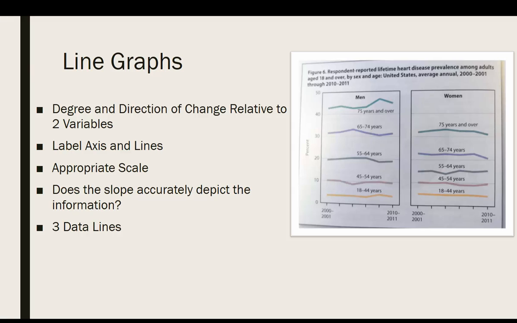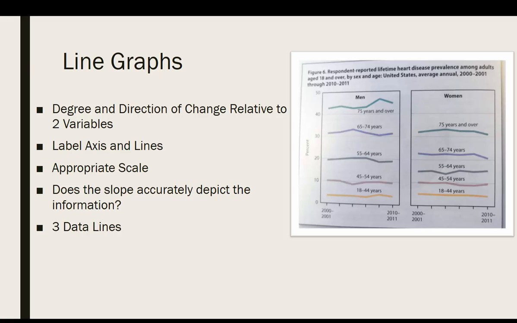Line graphs are another illustration. You can represent change over time. And so there's a degree and direction of change relative to 2 different variables. So here is percentages over years, so from 2000 to 2011.